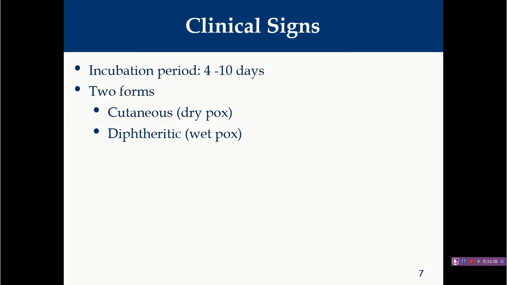Now clinical signs. The incubation period ranges from 4 to 10 days, and again depends upon a variety of factors. This disease has two forms: the cutaneous form, or dry pox form, and the diphtheric form, or wet pox form. Generally these clinical signs are somewhat variable depending upon the host species, the virulence of the virus strain, distribution of the lesions, and other complicating factors.